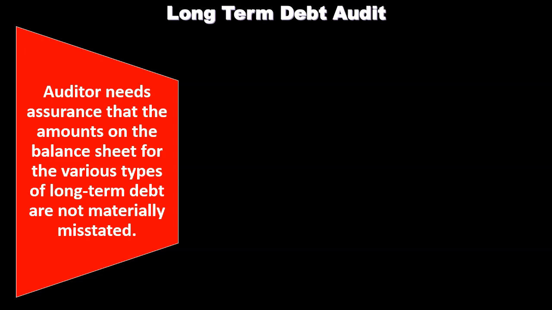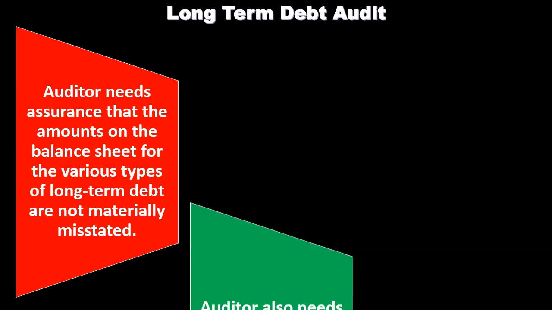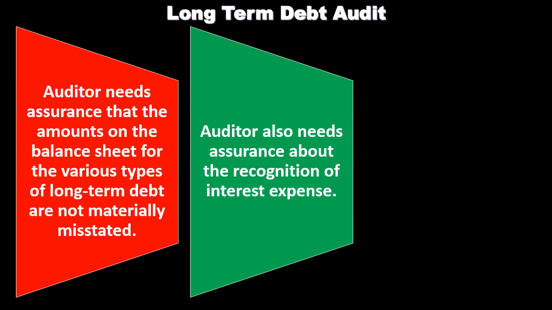We're considering the accounts of long-term debt. Our goal in the audit is to make sure that those amounts are not materially misstated, or at least to give an opinion and some assurance that those amounts are not materially misstated. The auditor also needs assurance about the recognition of interest expense. So whenever we think of long-term debt, we automatically think about interest because those things will be related.